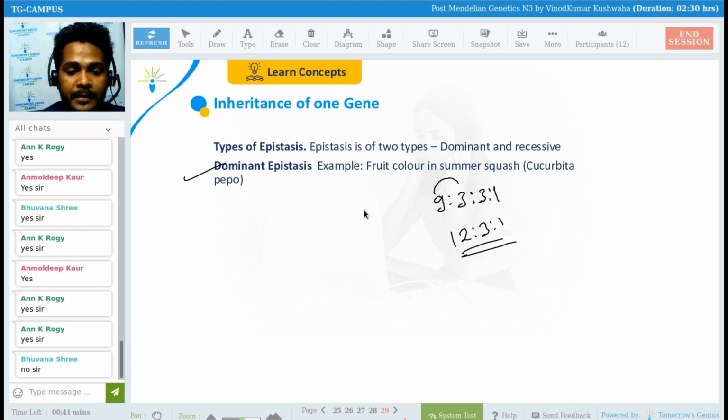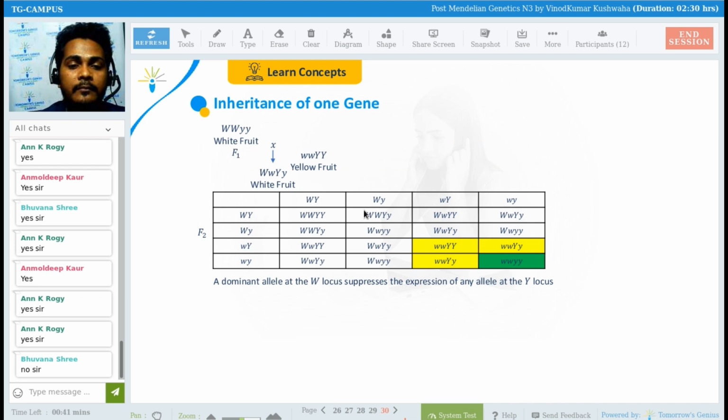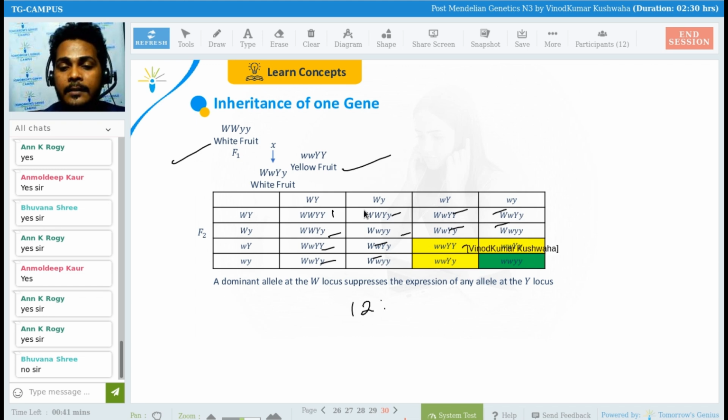This is one example of epistasis. Another one is white fruit and yellow fruit. So you can see how it is dominated. So the total is 12, as I told, 12:3:1. So this is 1, 2, 3, 4, 5, 6, 7, 8, 9, 10, 11, 12. So this is 12. Then this is 3, and this one is 1. So the 12:3:1 ratio is dominant over here. So this is what dominant epistasis is.